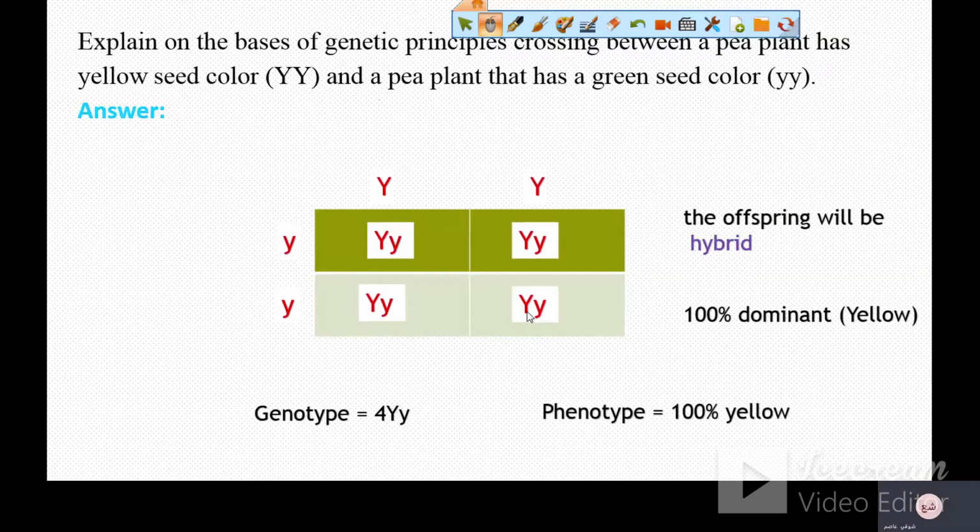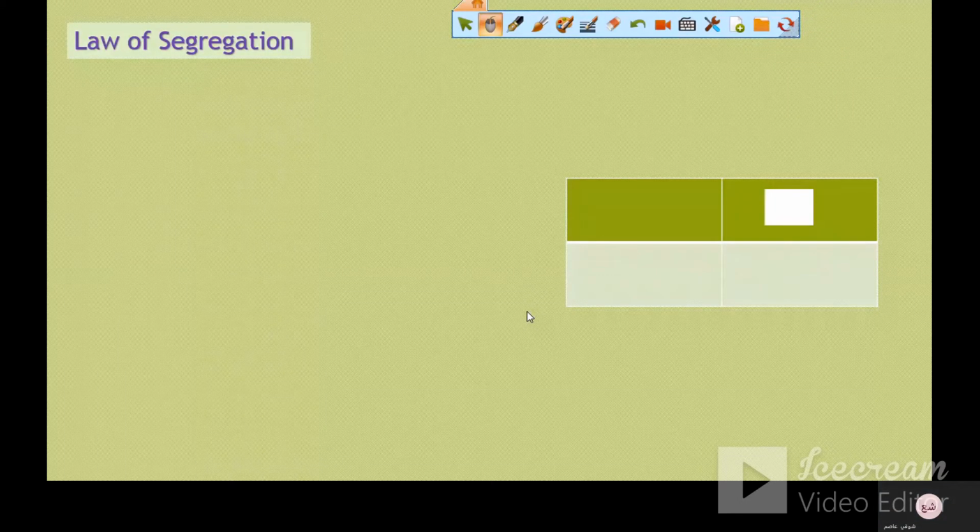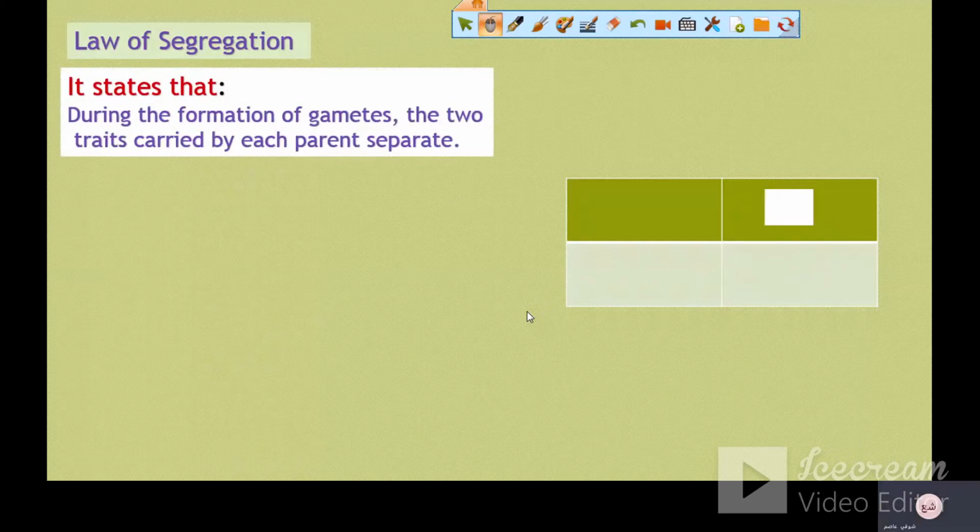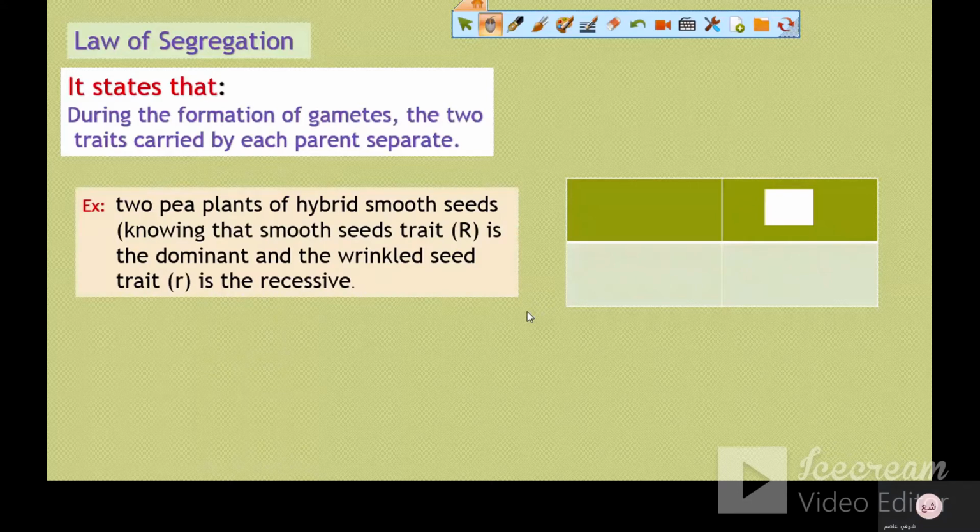Let's see the law of segregation. What's meant by the law of segregation? The law of segregation states that during the formation of gametes, the two traits carried by each parent separate. Let us simplify it by an example. Two pea plants of hybrid smooth seeds, knowing that the smooth seed trait is R capital, which is the dominant trait, and the wrinkled seed R small is the recessive one.